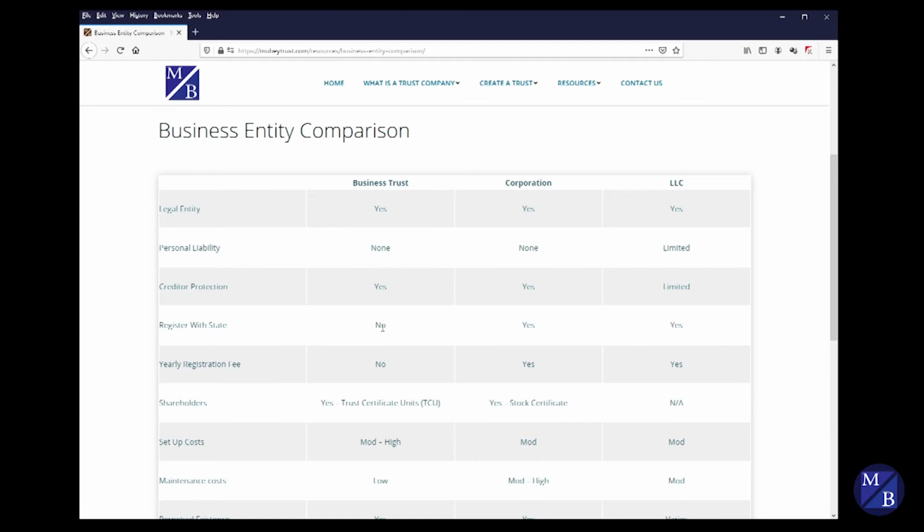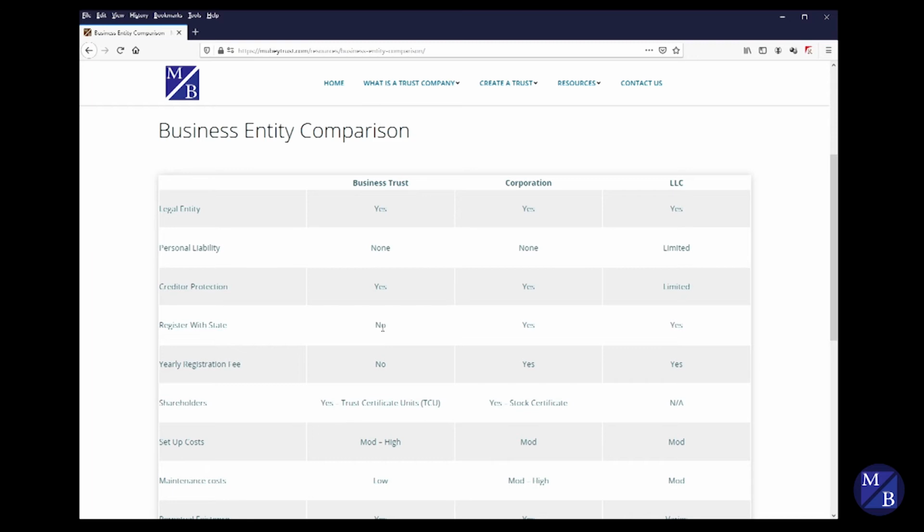The corporation and LLC, you must. You must register with the state that you're in, or you can register in another state. So because there's no registration of business trusts, there is no yearly registration fee, unlike the corporation and the LLC, where you do have regular fees.